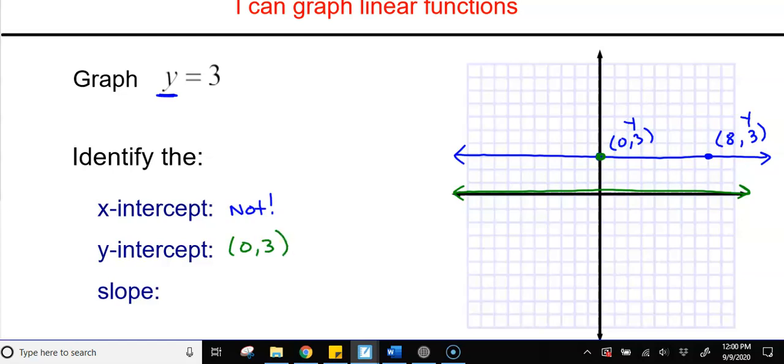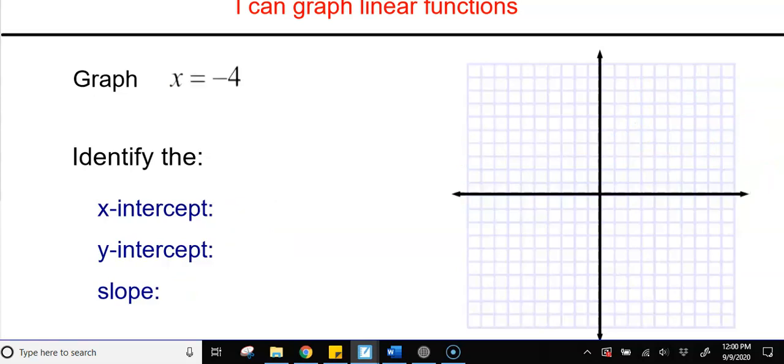And then slope. If you are trying to go from this green point to this green point I just drew, you are going up and down 0. So your rise is 0. Your run, in the case that I have up there, is 8. 0 divided by 8 is 0. So your slope is 0 in this case. Just a flat line.